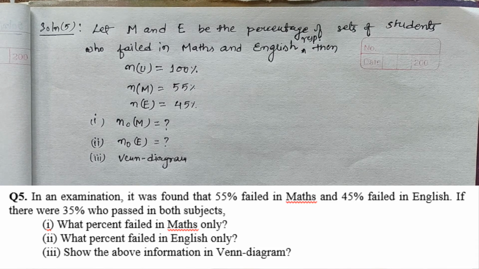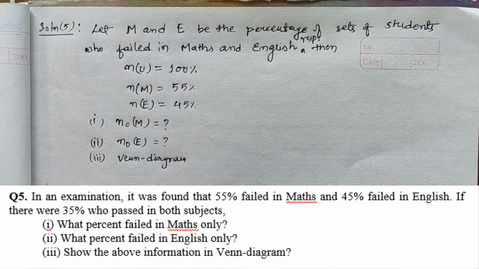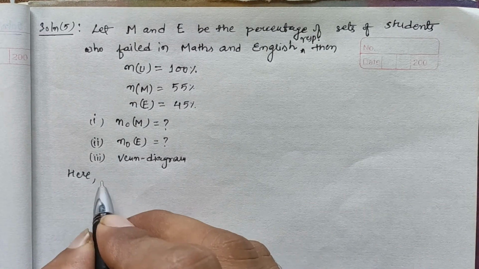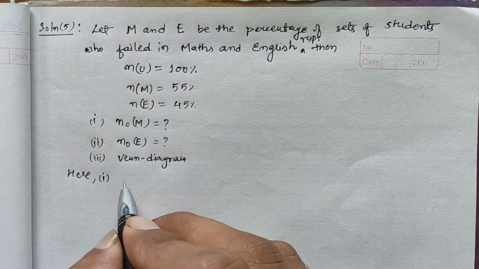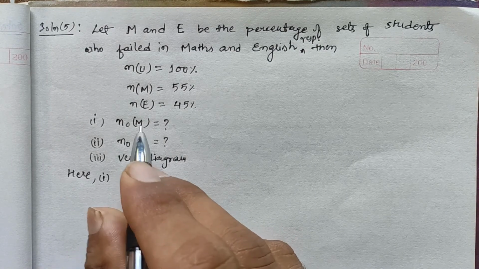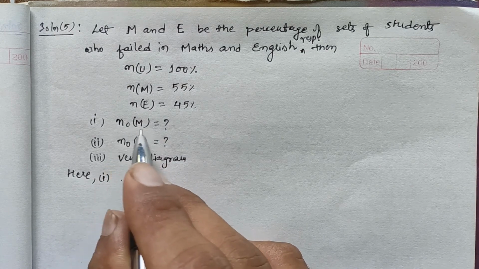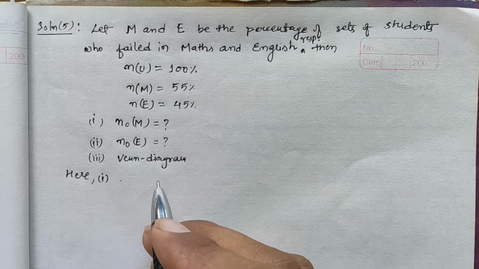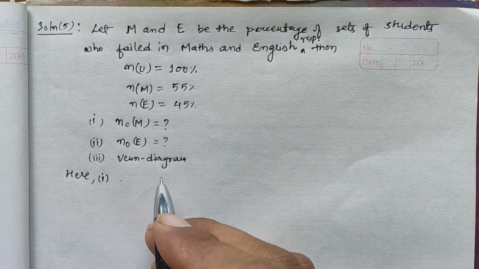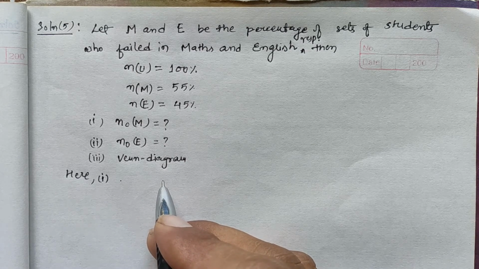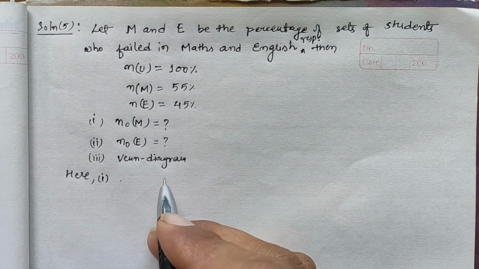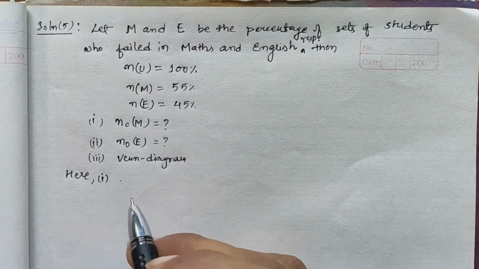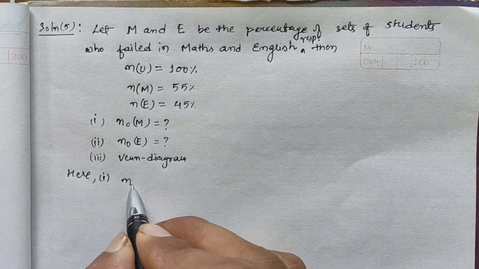Let's find the percentage failed in maths only. First we are solving the first case. To find N only M, we must find the union and the intersection, because without finding the union we cannot find the intersection. So first we have to find the union, then the intersection, and only then can we find N only M. Let's find the union first.